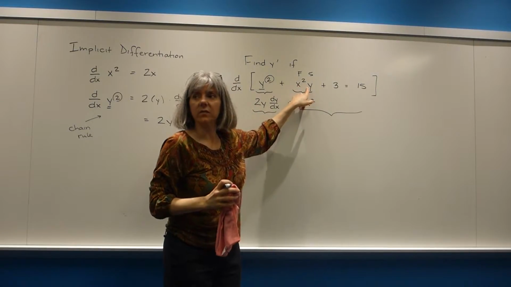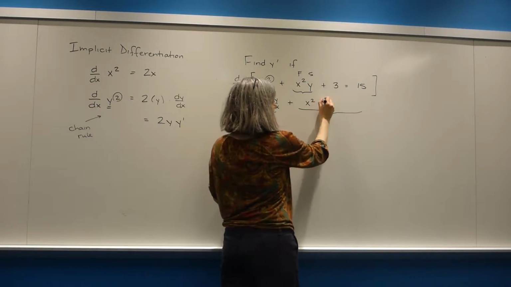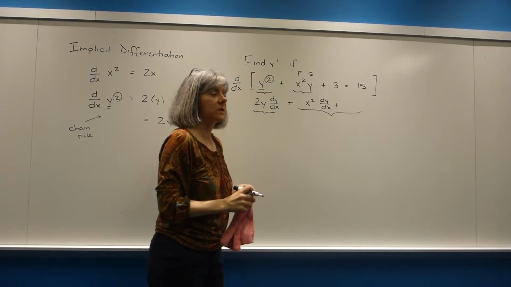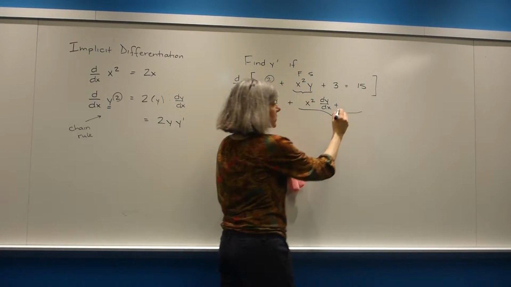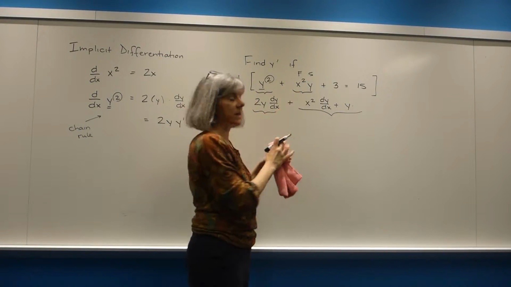What's the derivative of y with respect to x? Yeah, y prime or dy dx. So this is the first part of the product rule. And then we have the second, which is y, times the derivative of the first, 2x.